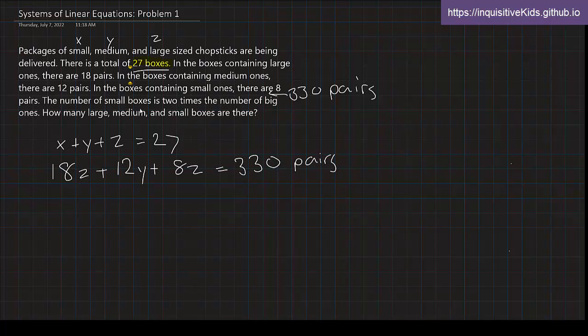It also says that the number of small boxes is 2 times the number of medium ones. So small boxes would be X, and medium ones would be Y. So X is equal to 2Y. Now that's all we can get, and that's enough equations, because remember we have three separate variables and three separate equations. So it is possible for us to solve all of them.